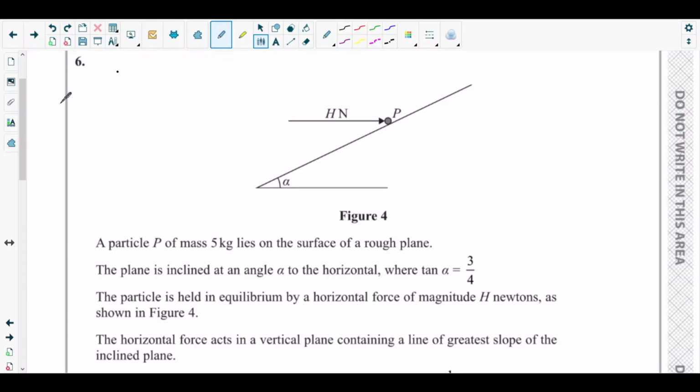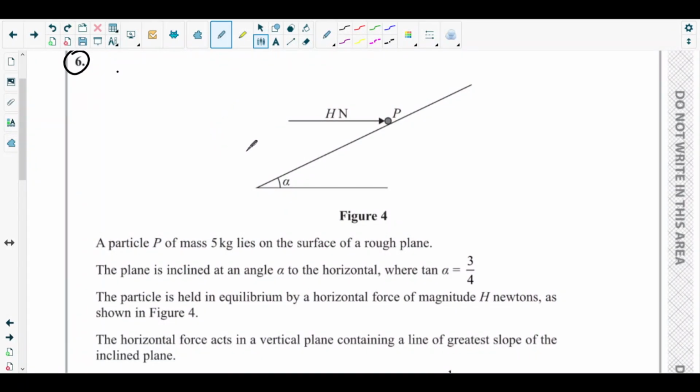Basically, the concepts behind this question are combined from chapter 4, which is the dynamics of a particle moving in a straight line, then chapter 5, forces and friction, and chapter number 7, that is statics of your Mechanics 1 textbook. So let's get started with question number 6.